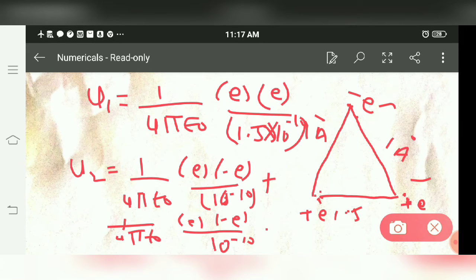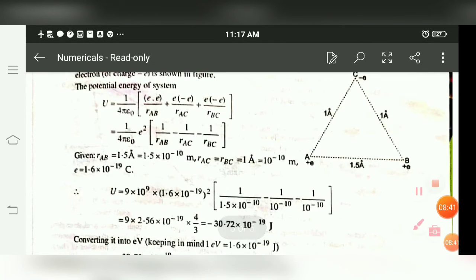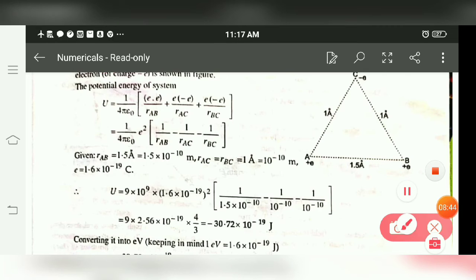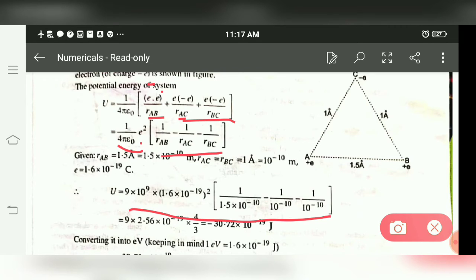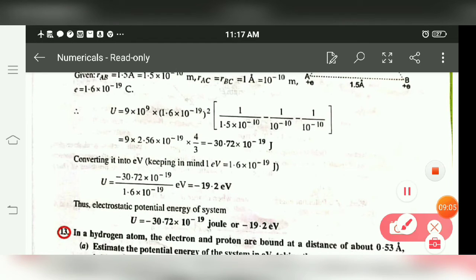So the total potential U equals what? U1 plus U2. Just by adding these two, we get the total U equal to U1 plus U2. By substituting the values, as E is common and 1 by 4 pi epsilon naught is common, we get the common factor outside, and inside we get the minus sign of E. By substituting the values again and solving, the result is 30.72 into 10 raised to power minus 19 joule.